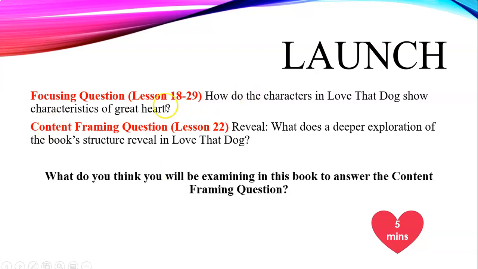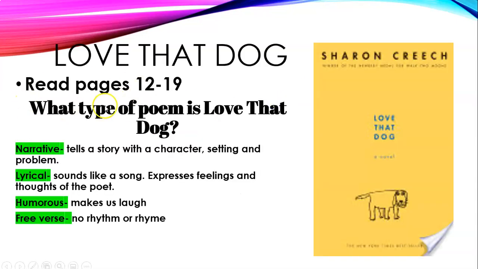So our launch, we are in the question that says, how do the characters in Love That Dog show characteristics of a great heart? Remember, characteristic is something that describes the character. Are they being kind? Are they being courageous? Are they being brave? What are they doing? So make sure you go to Love That Dog page 12. On page 12, it starts with November 9.